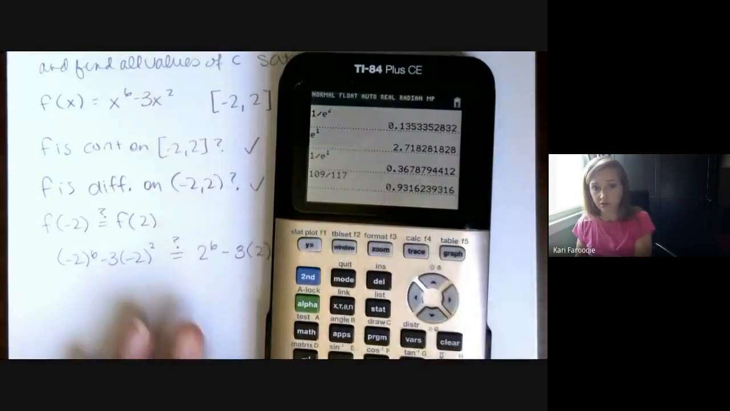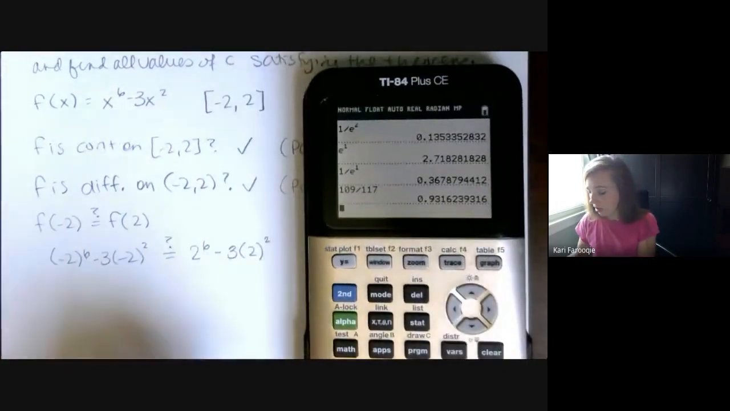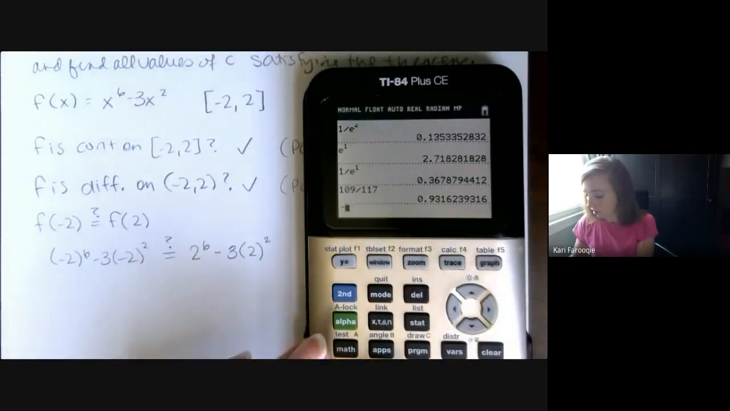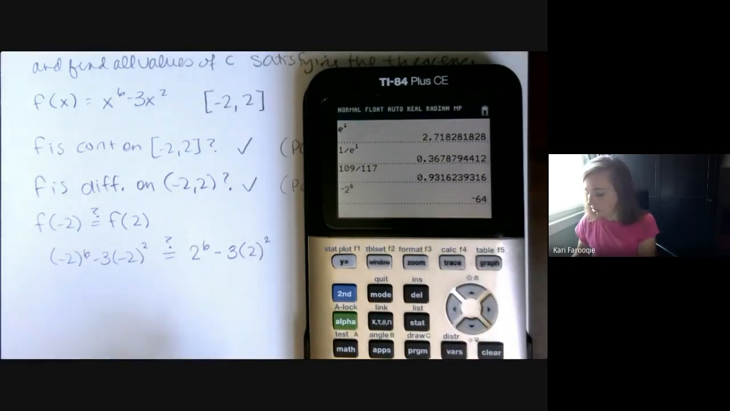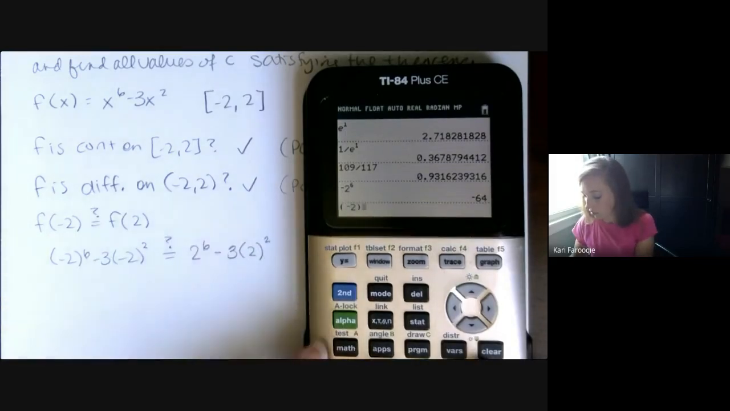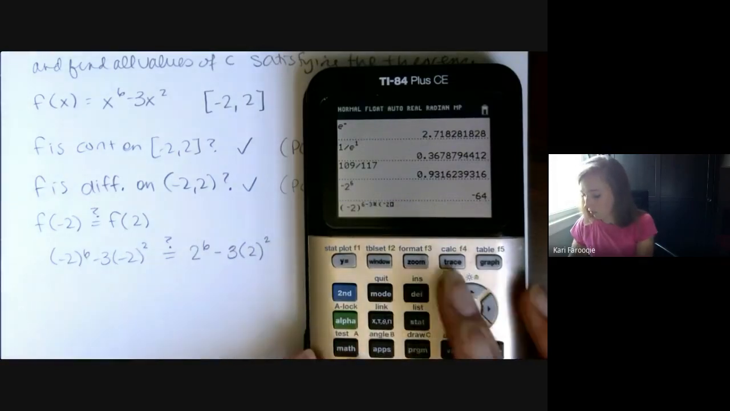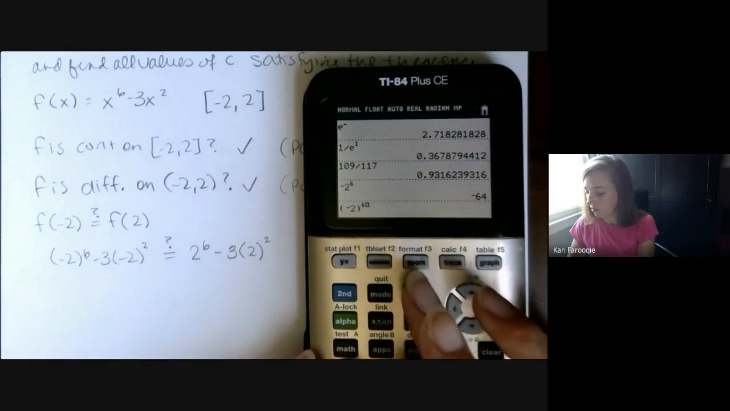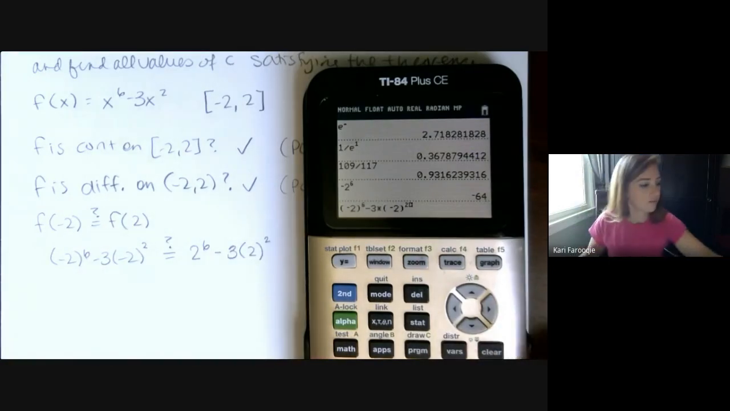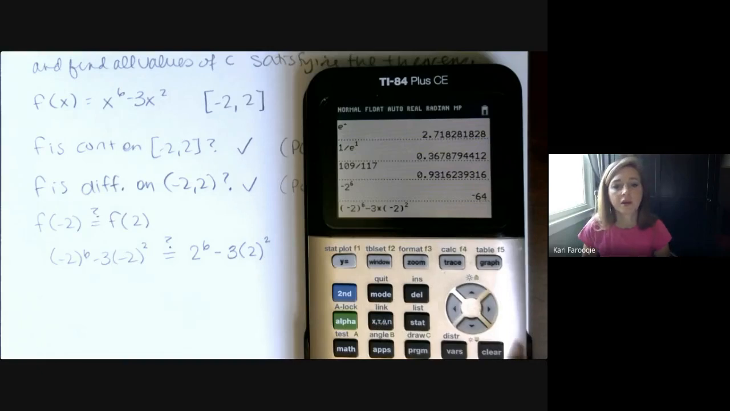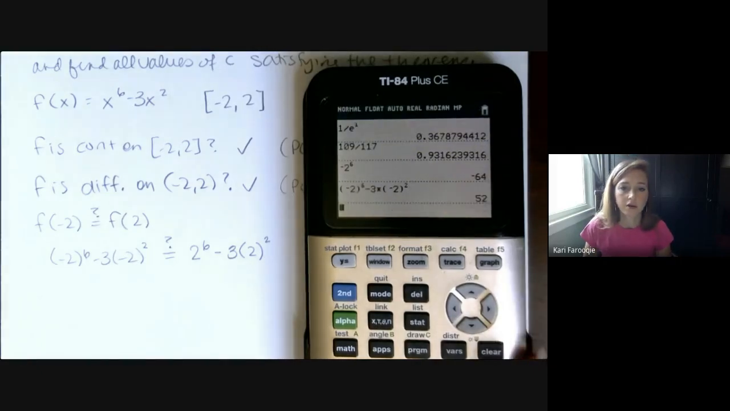Make sure that when you enter these in your calculator, you're using parentheses. If you just do -2 to the 6th, remember this is going to take 2 to the 6th and then just apply a negative, and you're not going to get the correct answer. So make sure that when you enter this, you're actually saying -2 to the 6th power minus 3 times -2. Oh, I always do that. That's one thing that drives me crazy about this calculator. Minus 3 times -2 to the 2nd power. Okay. And then you're going to get 52.